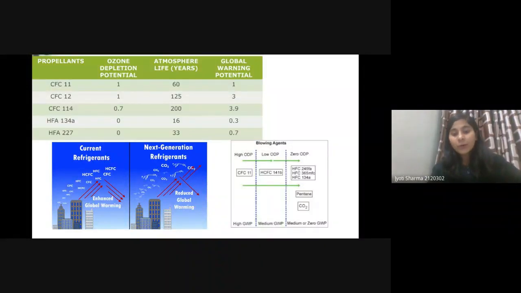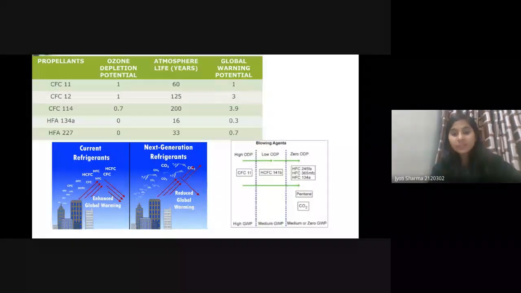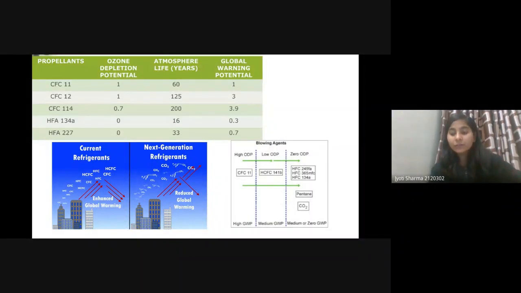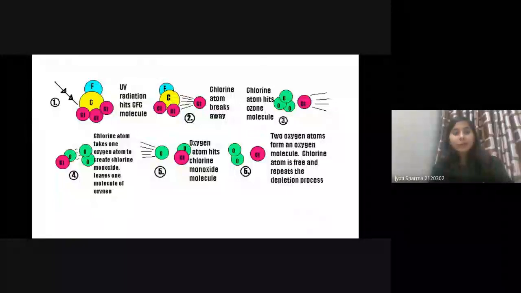Then we have the blowing agents and the refrigerants, most of which have fluorine and chlorine. And if we have fluorine and chlorine, that will give you ozone depletion. So that's why D was the right answer.